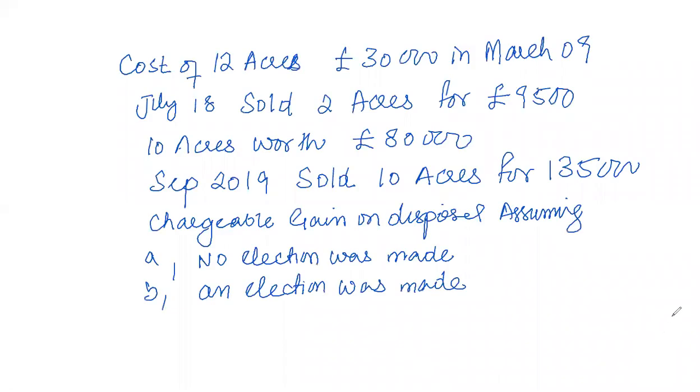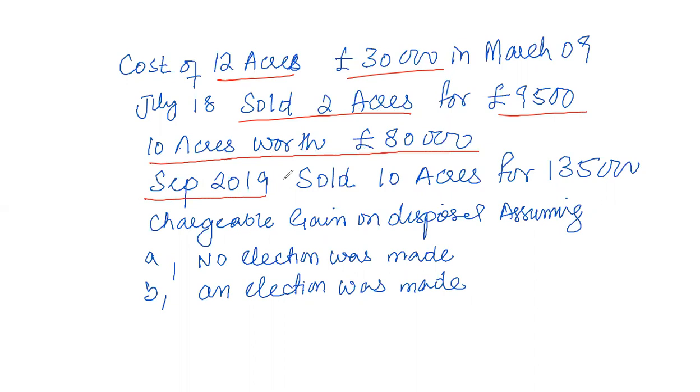Now let's see the question. For example, we have purchased 12 acres of land at a cost of 30,000 in March 2009. Then subsequently 2 acres of land has been sold for 9,500 and the remaining 10 acres of land worth 80,000. And then subsequently in September 2019, the remaining land was sold at a price of 1,35,000.